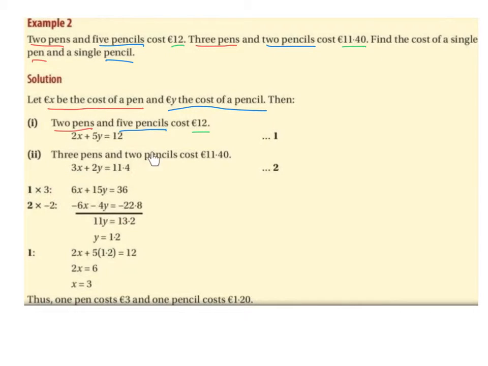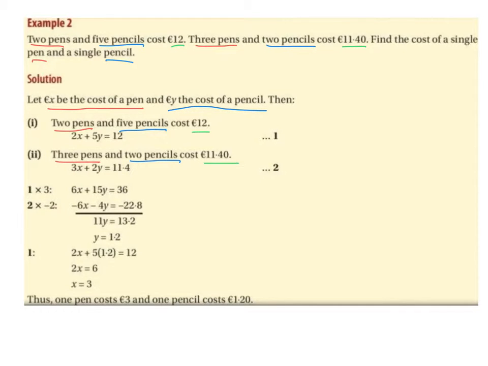Then 3 pens and 2 pencils cost €11.40. So we have 3X plus 2Y equals 11.4. So again, the X is the cost of the pen, so 3 pens is 3X. The Y is the cost of the pencil, so 2 pencils is 2Y. And add them together and it equals €11.40, so equals 11.4.